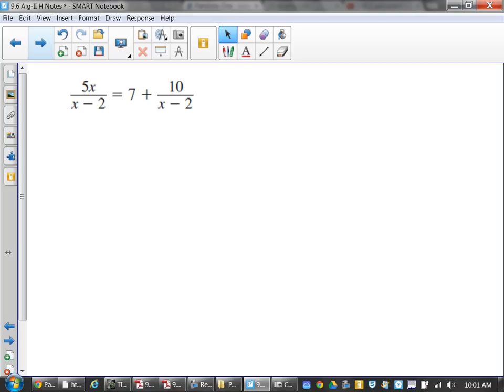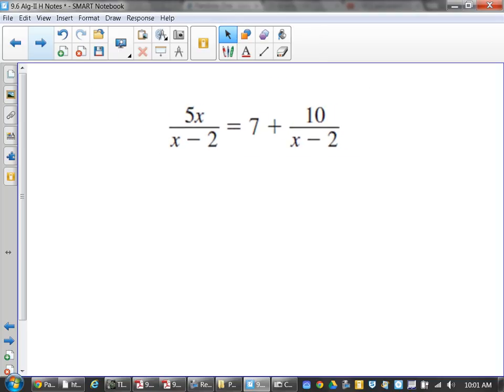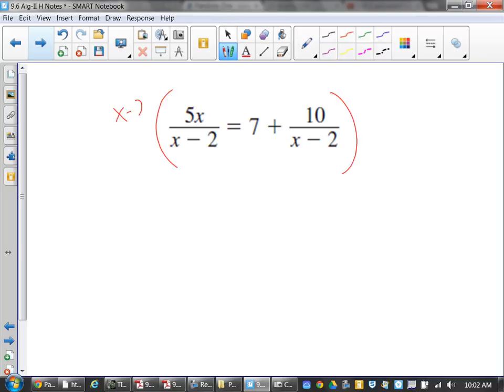Would you multiply the 7 by x minus 2? Yes. Okay. Or you should just put the 7 with the 10. No, you can't. The 7 doesn't have a denominator, or does it? Yeah, it does. It's 1. So what's our common denominator here? X minus 2. What are you going to multiply everything by? X minus 2. So you can multiply everything. But you need to do that because the 7 doesn't have an x minus 2? Correct. So if you multiply and distribute out the x minus 2 to everything, you wind up with 5x.